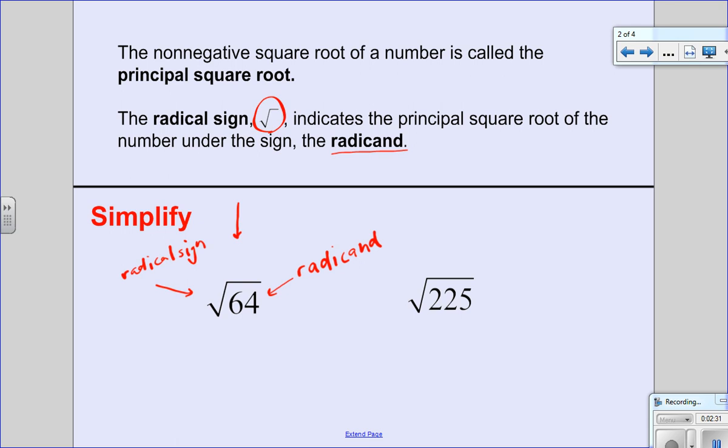And so what it really wants to know is, what is the principal square root of 64? And we know that number is 8. It's not asking us what the negative square root is, because of our radical sign, it only wants to know the principal square root. For our other example, number 225, my radicand is 225, and it's underneath my radical sign. So it wants to know what is the principal square root of 225. And that number is 15, because 15 times 15 equals 225.